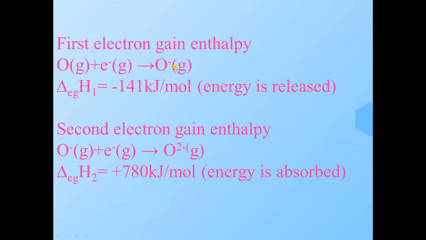But when we add a second electron to this O negative ion, what will happen? The addition of the electron is not easy, so we have to provide energy. Here you can see that the value of electron gain enthalpy is positive. Positive enthalpy means energy is absorbed.